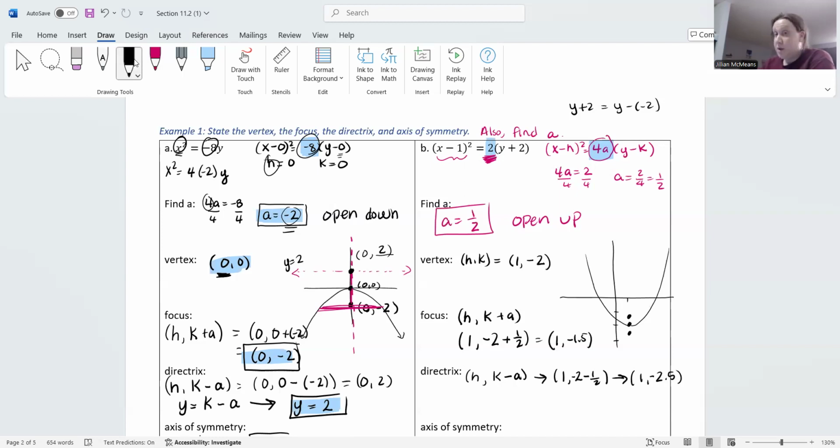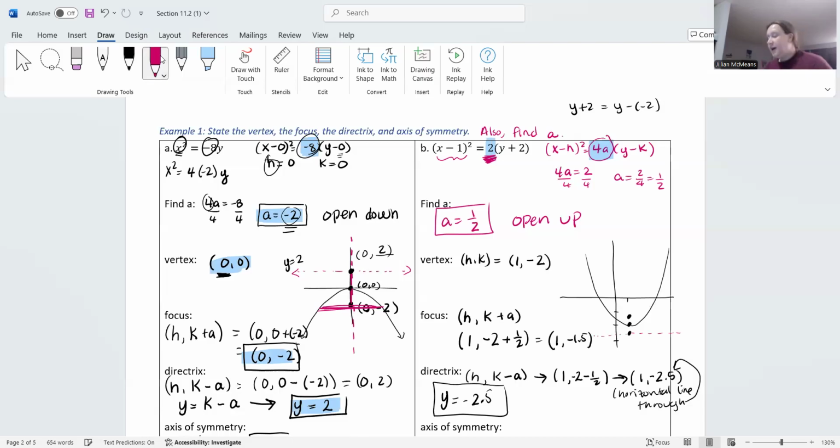So what is the equation for the directrix? Well, it's going to be a horizontal line that goes through this point. So we would say it is y equals negative 2.5. So let's draw our directrix. It would be like this.